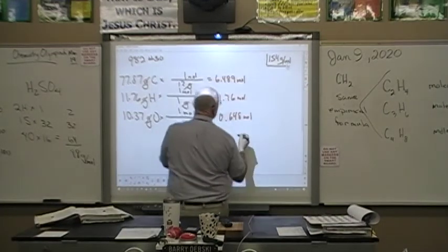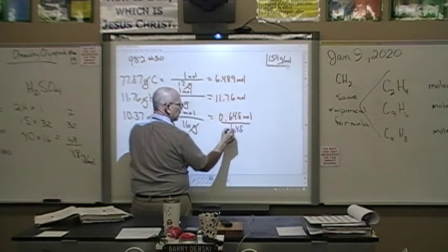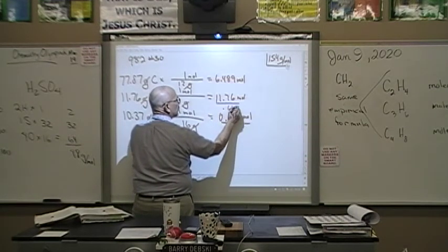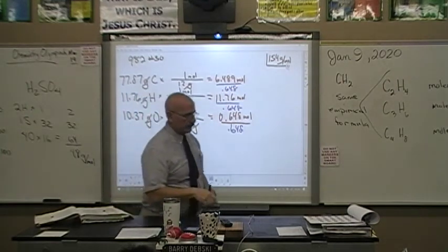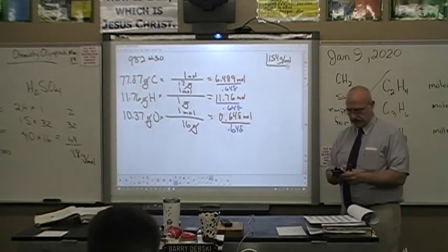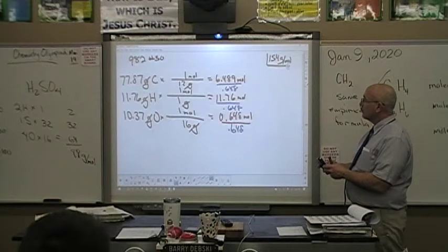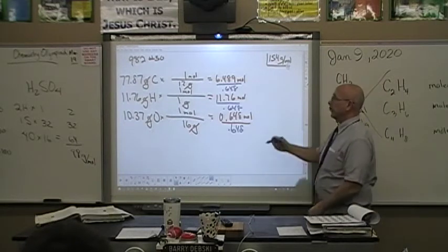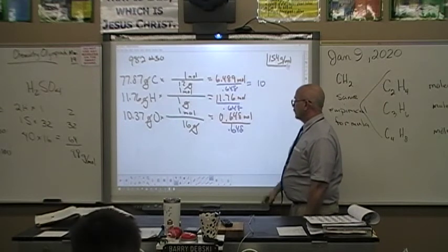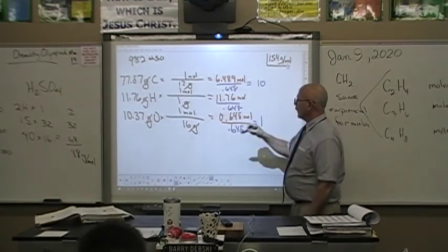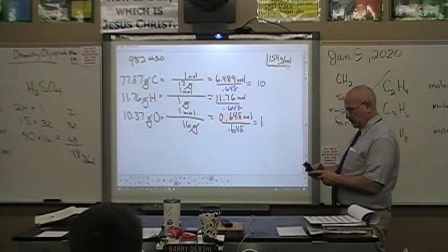Now, let's do the steps we did. Divide by the smallest one, 0.648. Let's change the blue here. 6.48 divided by 0.648 is 10. Everybody see that one? I like that, okay? Down here, this is 1. And the only one I don't know is that weird one in the middle, 11.76 divided by 0.648.